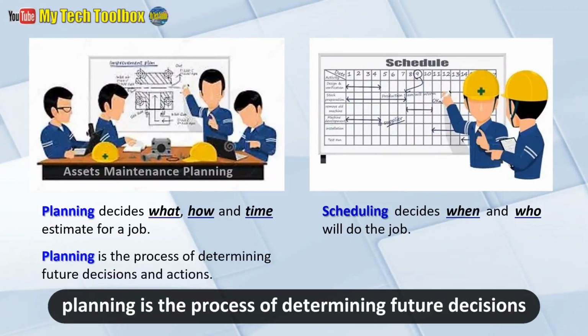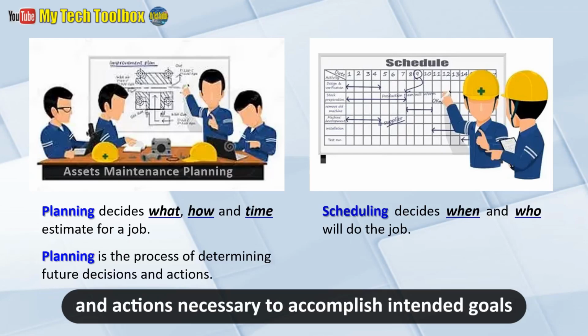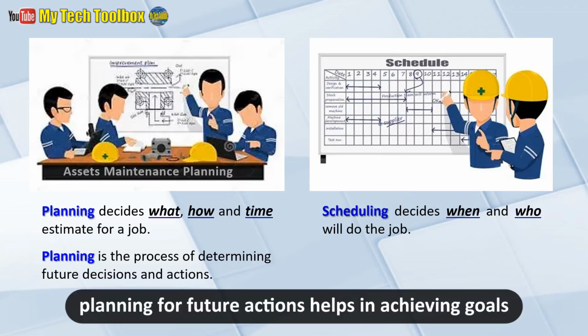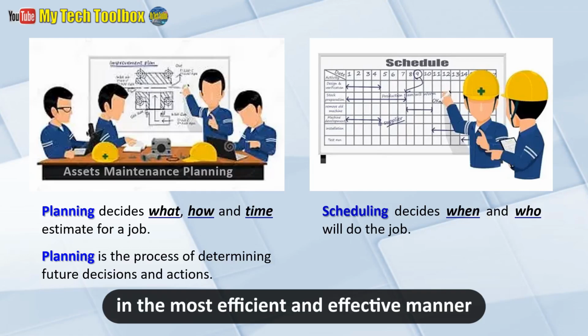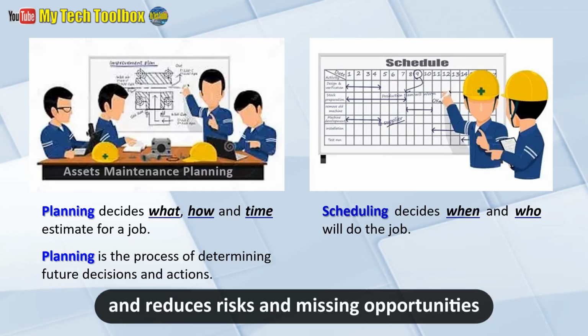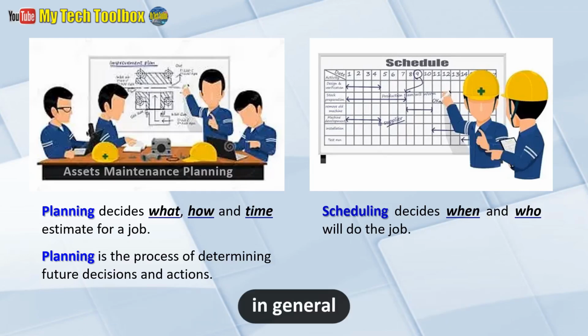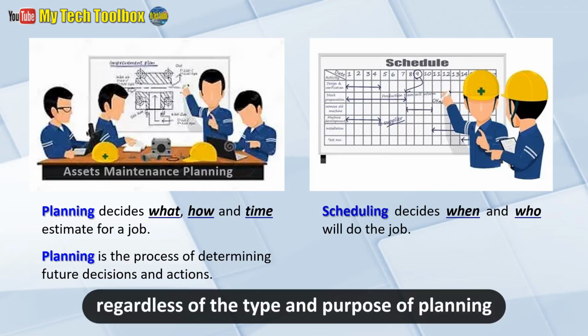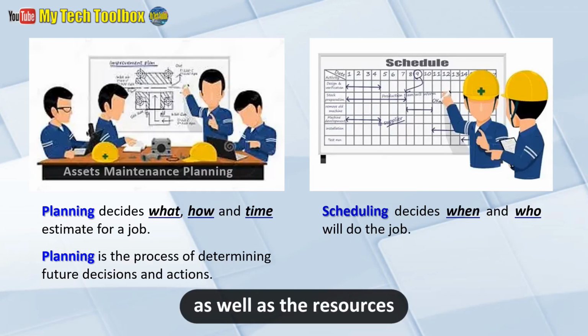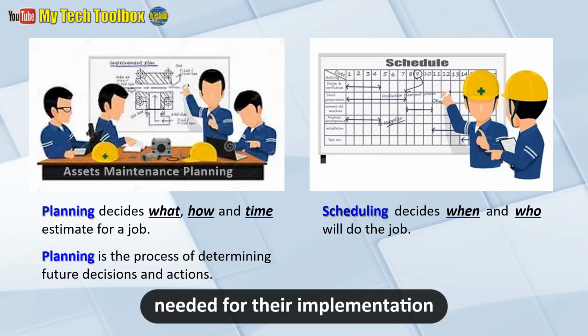Planning is the process of determining future decisions and actions necessary to accomplish intended goals and targets. Planning for future actions helps in achieving goals in the most efficient and effective manner. It minimizes costs and reduces risks and missed opportunities. In general, regardless of the type and purpose of planning, it includes the determination of the actions or tasks, as well as the resources needed for their implementation.